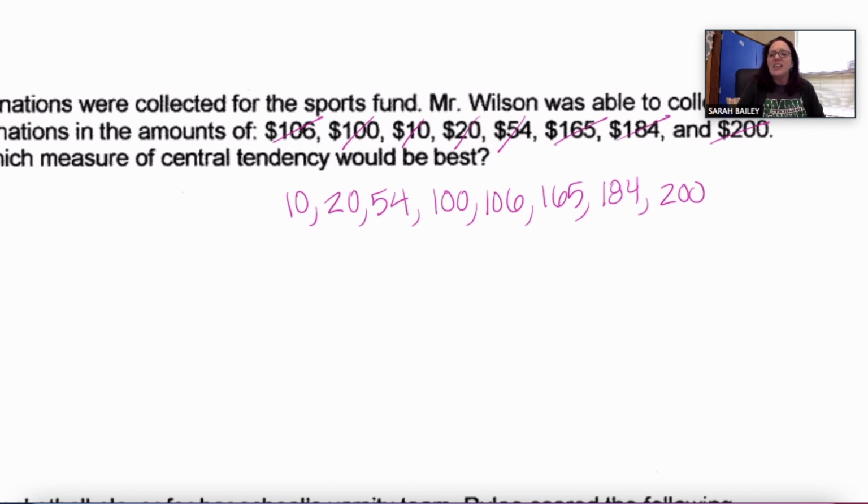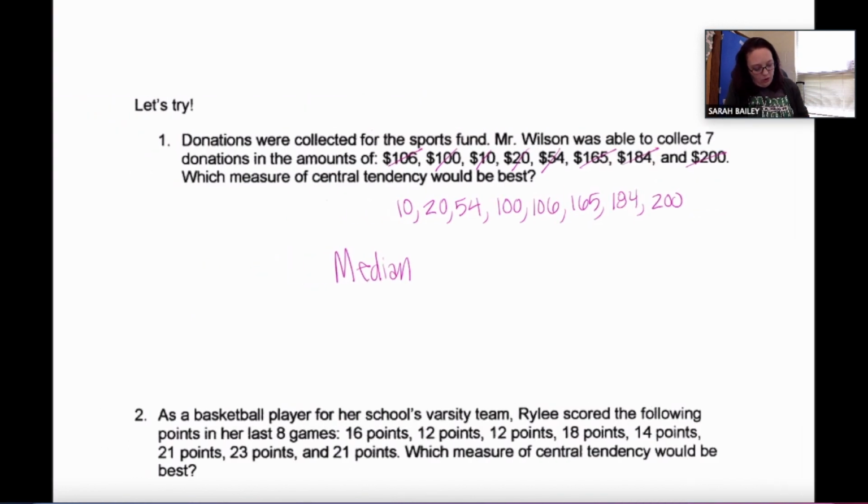Do you feel like it's evenly distributed? So we've got 10, 20, and 54. Those are all less than half of 100. Then we've got the 100 and 106 kind of close together. And then the 165 on up to the 200. So for this one, I think median would be the most appropriate, because I would not say the data is evenly distributed, okay? So we would go probably with median here.